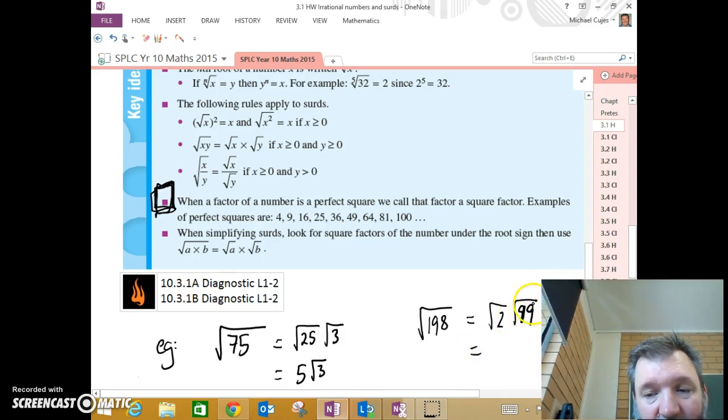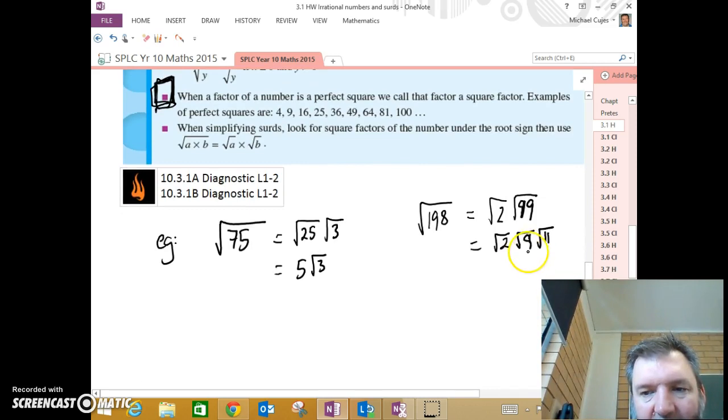And now it's become a bit more obvious that 9 goes into 99, doesn't it? Those of you who remember the rule for divisibility by 9 would have seen that 1 plus 9 plus 8 was divisible by 9, so 9 would have gone into it. But if you can't see it straight away, just try and simplify it a little bit and then see how you go. So now I've got root 2 by root 9 by root 11, because 99 is 9 times 11. Now this one, the root 9, can be simplified. I'm going to make that 3. Root 2 times root 11 cannot be simplified, but 2 11s are 22. So I'm going to make it 3 root 22, and that's the simplification of root 198.